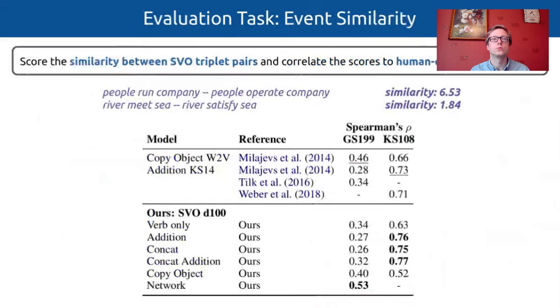We experimented with several different methods for composing the word embeddings into event representations, and we found that the choice of this composition does make a difference in performance. Overall, the function-specific word representations achieved new state-of-the-art results on 2 different event similarity datasets.